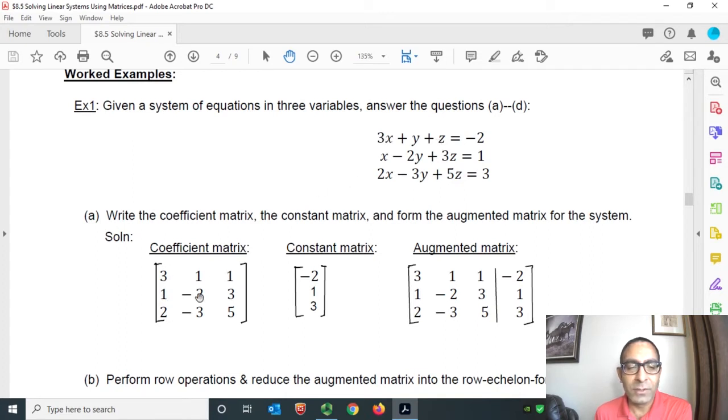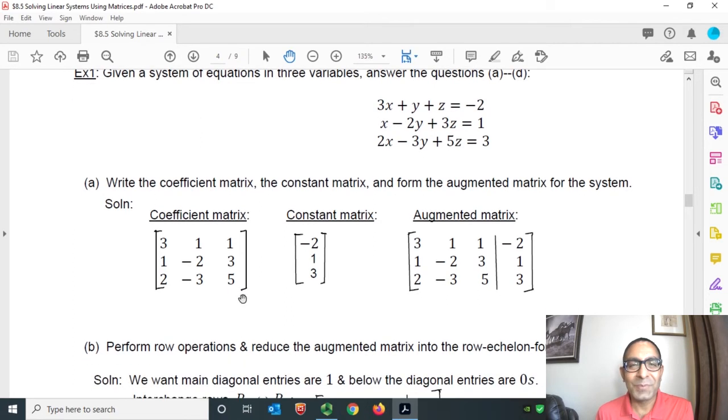For the second row, it comes from the second equation here: 1, minus 2, 3. Similarly, the third row of the coefficient matrix, the entries are coming from the third equation, the coefficients of the unknowns, 2, minus 3, 5, which is here. I hope this makes sense to you all.